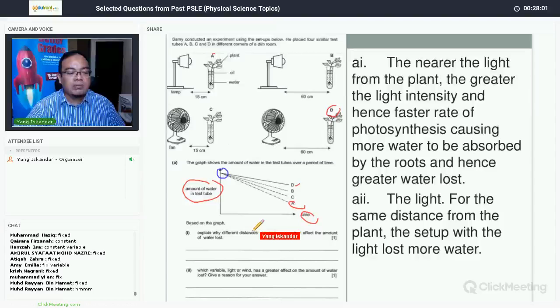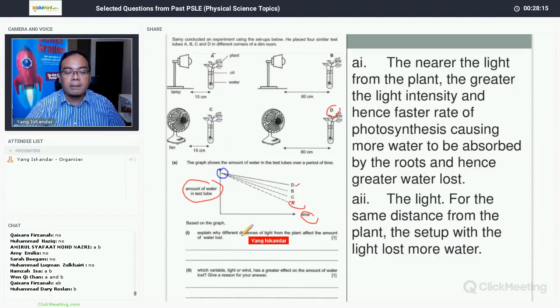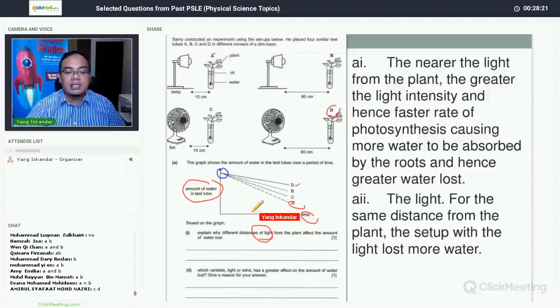In part 1, can you tell me which setup you would compare? Would you use all the setups? Setup A and B. Very good. You only use setup A and B because in part 1, they are just asking you about the difference in the distance of the light from the plant. So you only use setup A and setup B.